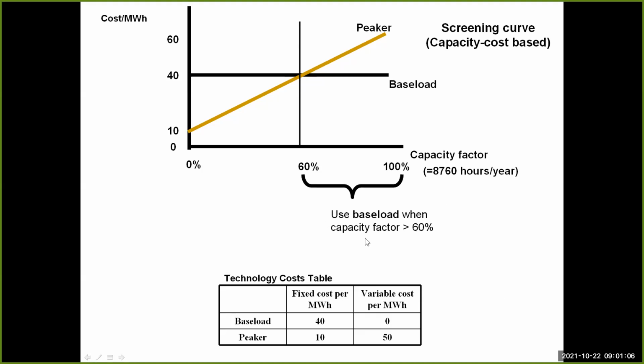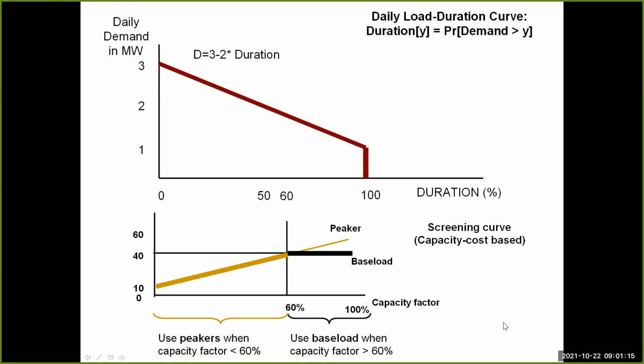Okay, so use base load when the capacity factor is bigger than 60%. Use peakers when the capacity factor is smaller than 60%. That's the rule here. Now, how can we put these things together? Remember, this is basically a summary of demand. This is a summary of supply. And we did a little bit of analysis on this using screening curves to see what is the cheapest one. We summarize it here that, okay, here we use base load and here we use peaker.